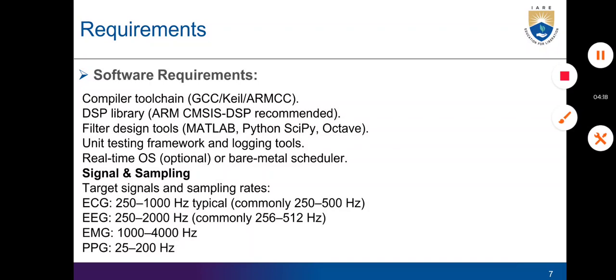Requirements: software requirements. Compiler, toolchain, DSP library, filter design tool, unit testing framework and logging tools, real-time OS or bare metal scheduler. Signal sampling, target signals and sampling rates: ECG 250 to 1000 Hz, EEG 250 to 2000 Hz, EMG 1000 to 4000 Hz, PPG 25 to 200 Hz.